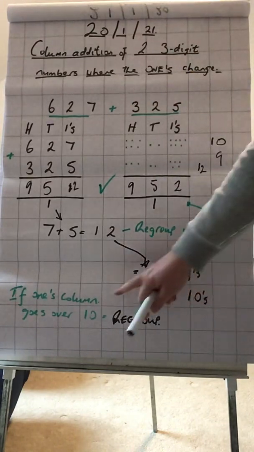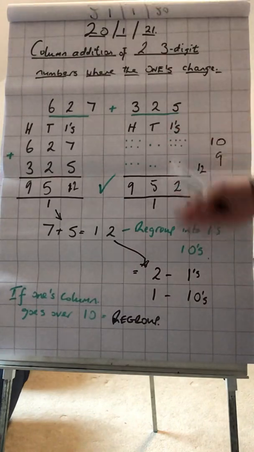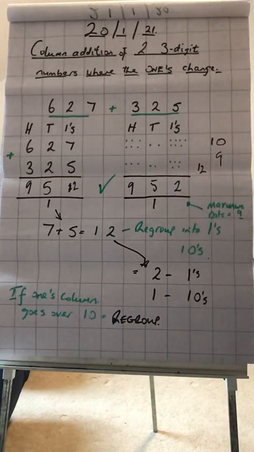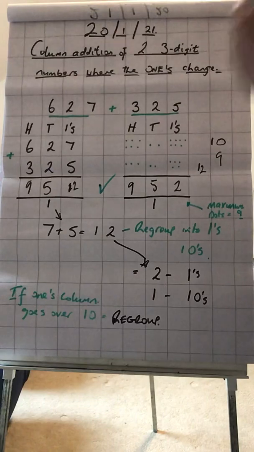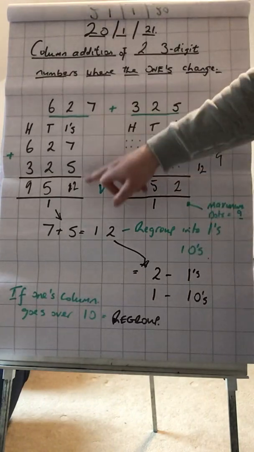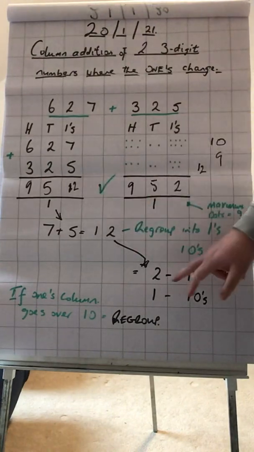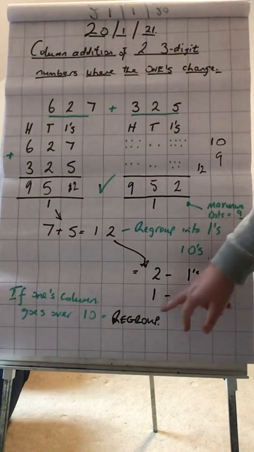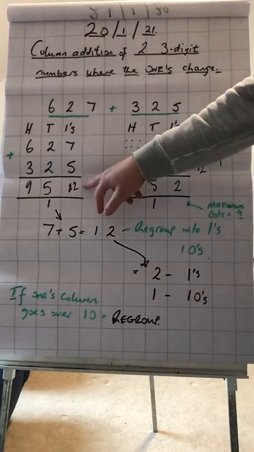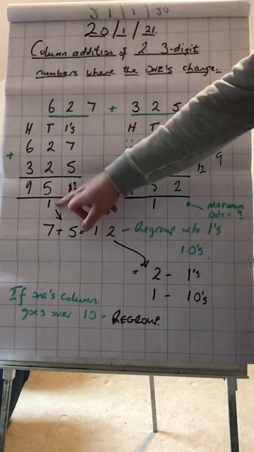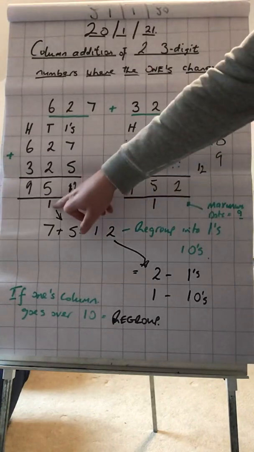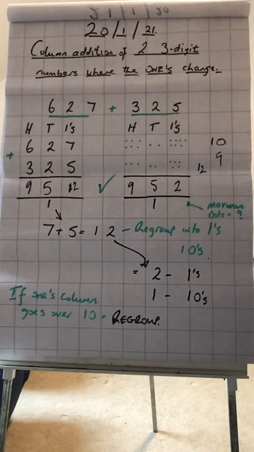So remember, if the ones column goes over 10, you need to regroup. That is the secret to this. When we move on to the tens column tomorrow and the hundreds column on Friday, you'll know how to do it. The key is you cannot write the number 12 in the ones column. It needs to be regrouped. Remember, 12 is made up of 2 ones and 1 ten. So the 2 ones go in the ones column, and the 1 ten goes under the line in the tens column to remind you to add it on to any other number in the tens column.